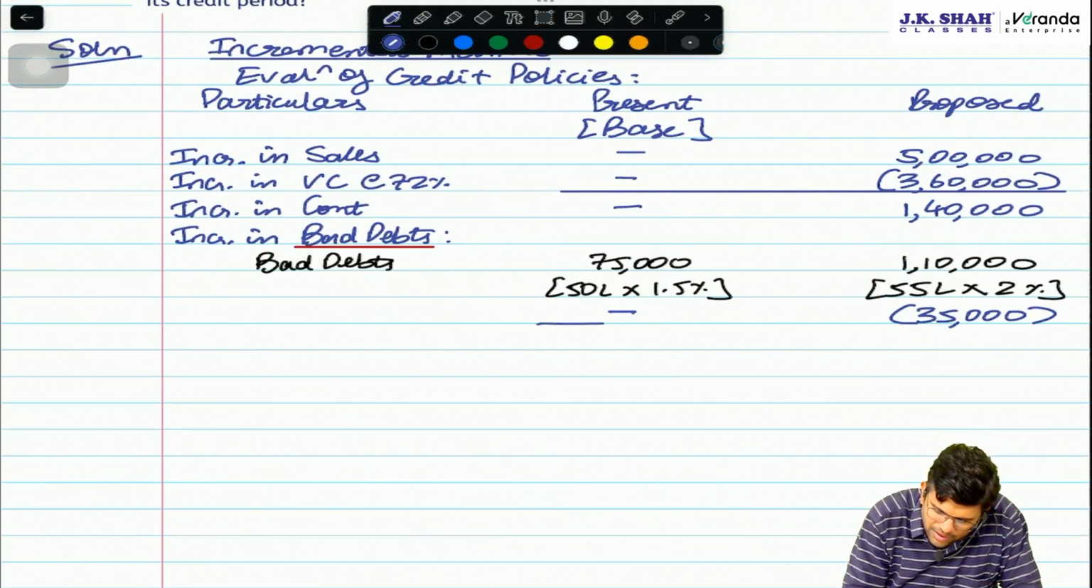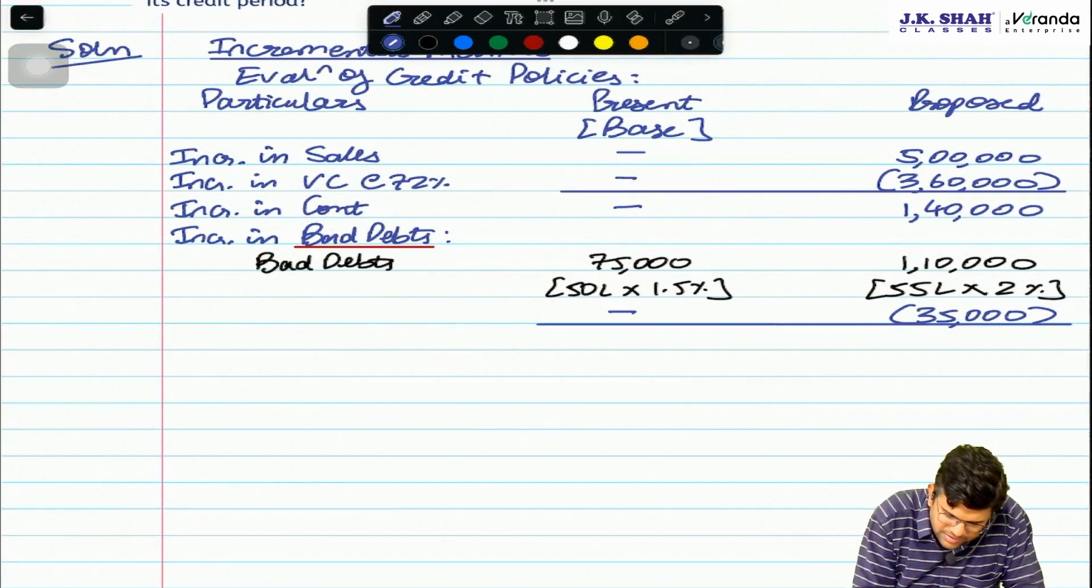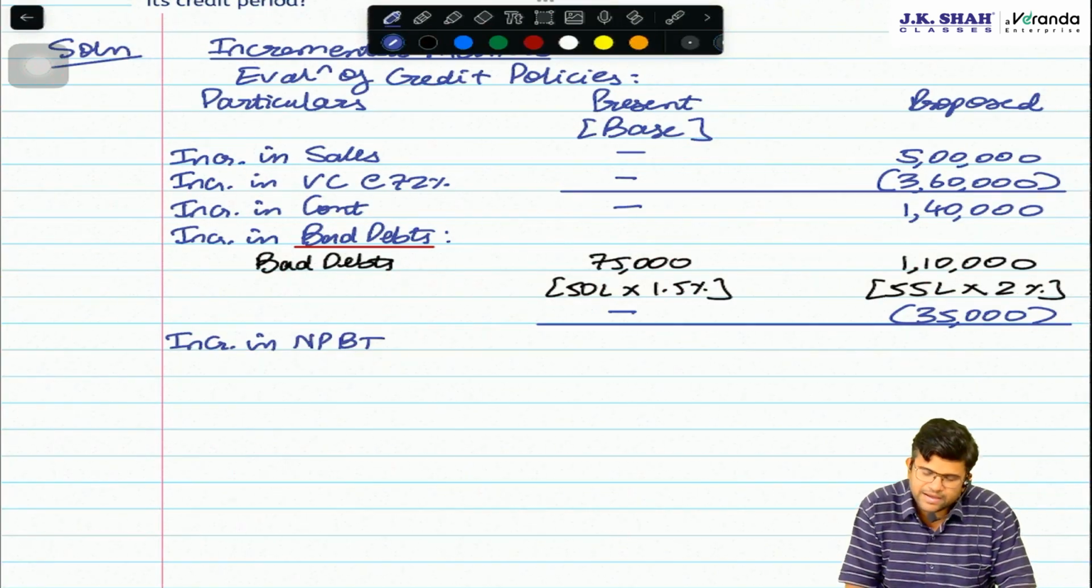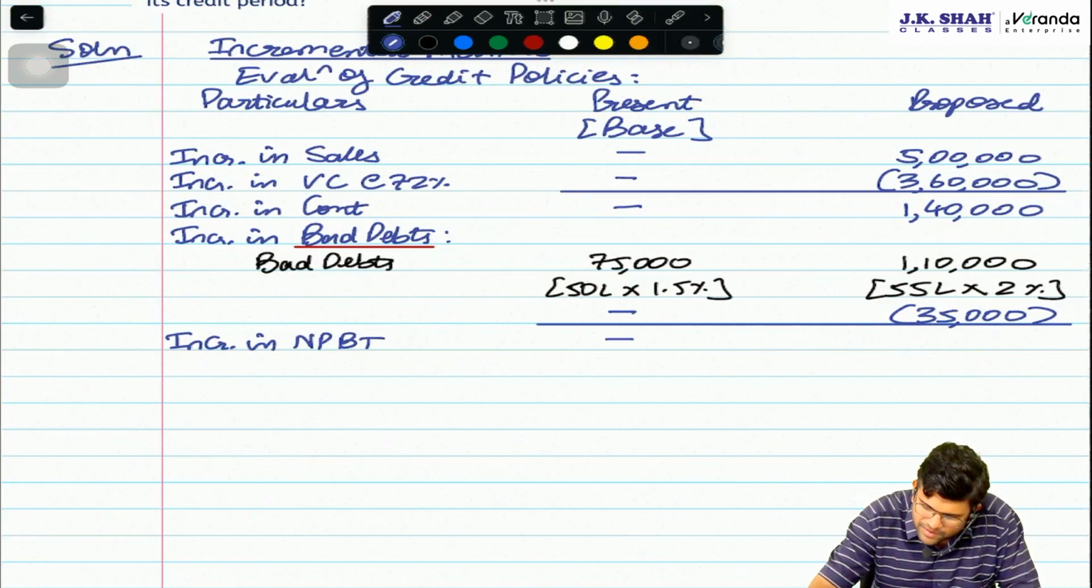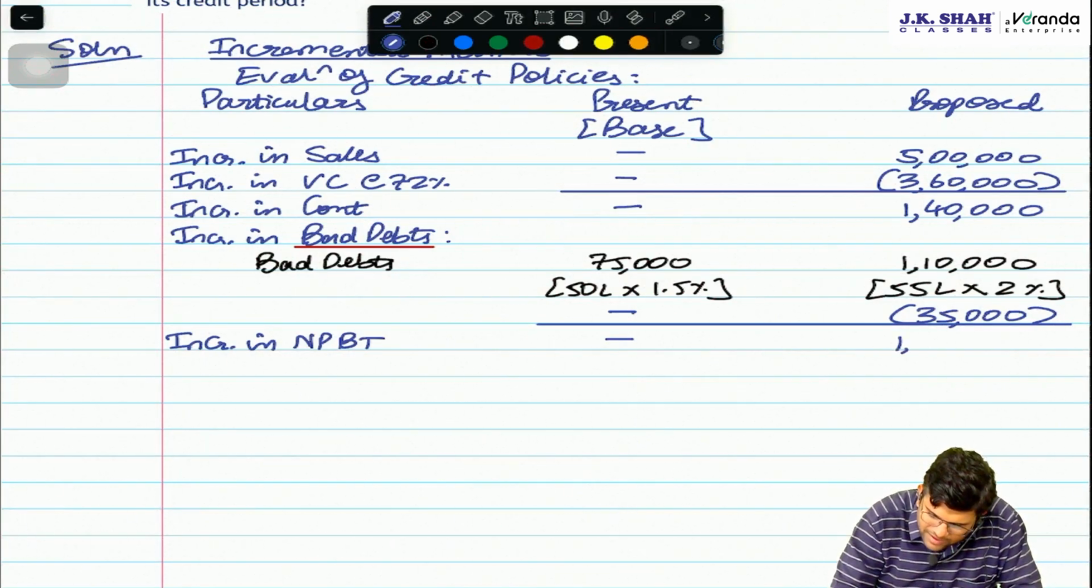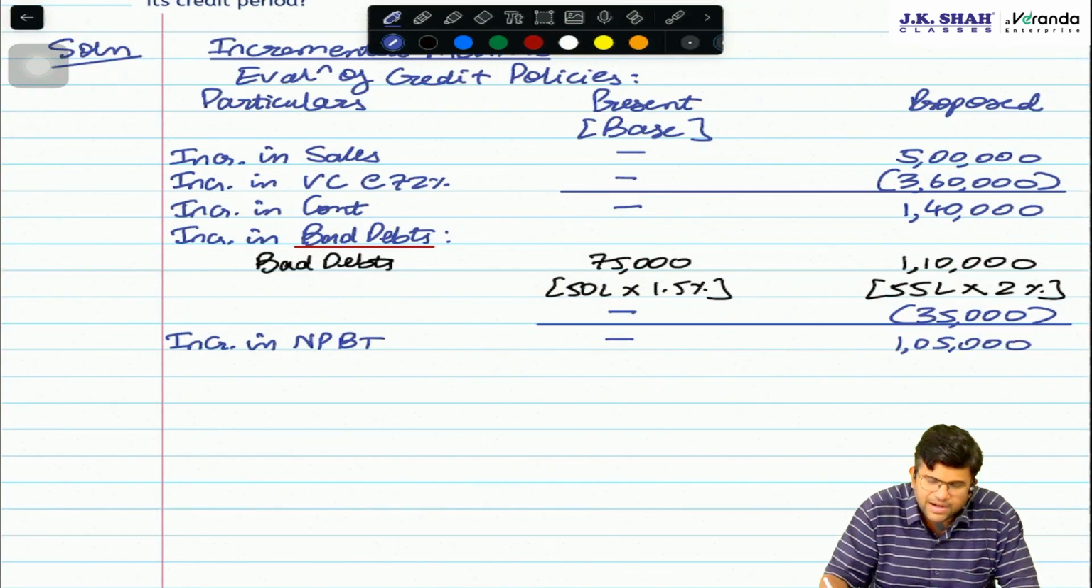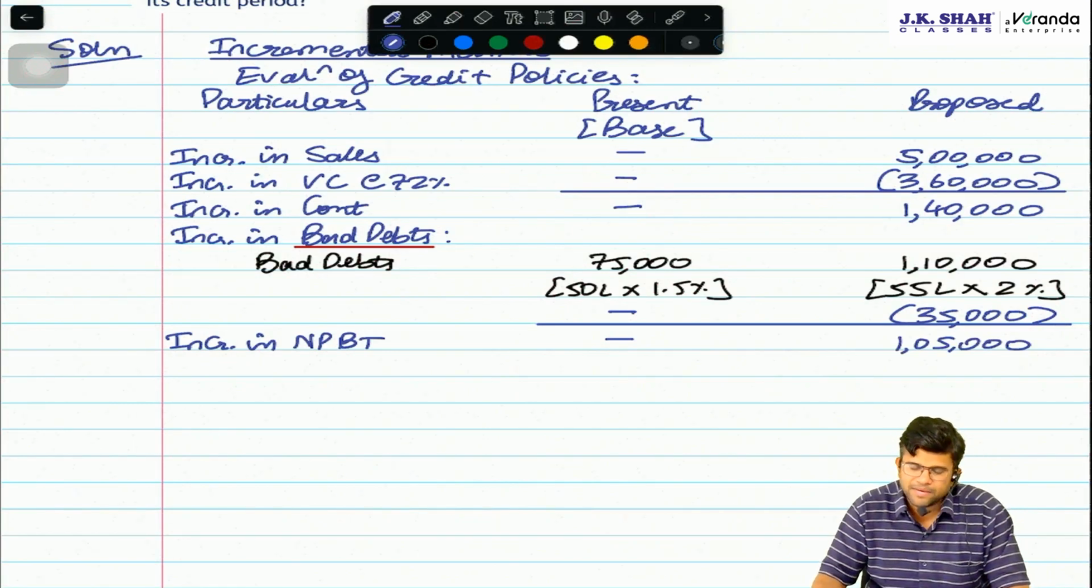So here I will now just write down, therefore this will become increase in net profit before tax. Increase in net profit before tax, base year will be dash, and this will be 1,40,000 minus 35,000, and that comes to 1,05,000. Okay, this is 1,05,000 increase in NPBT.